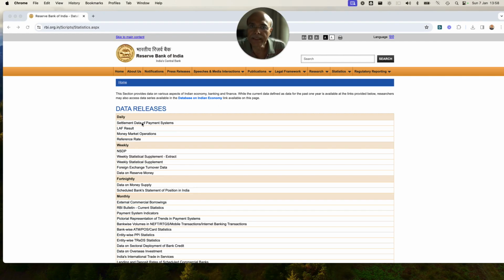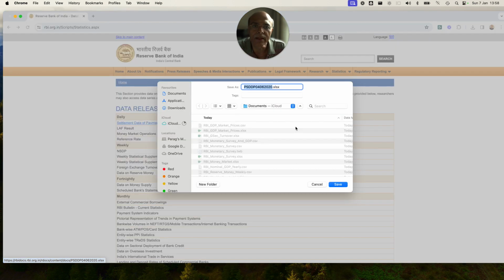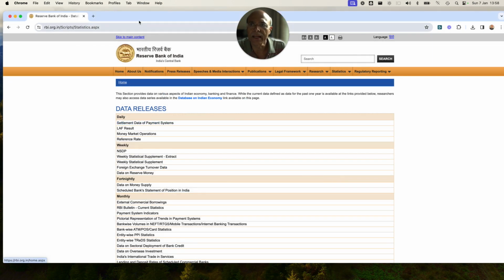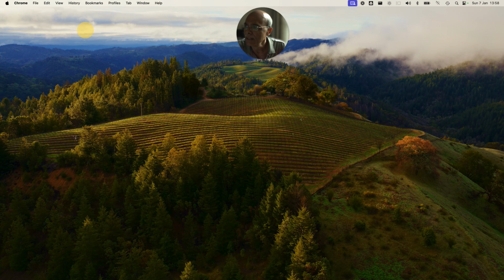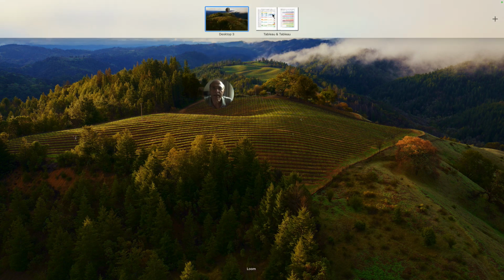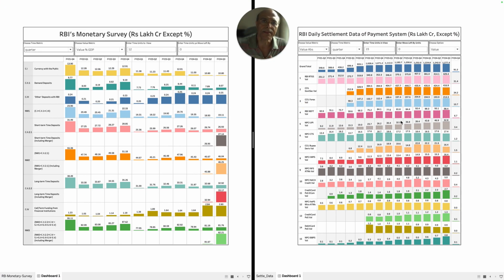So this is the settlement data. If you click here, you will be able to get the data. It will come out and you can download this data, right? This is on a daily basis. The RBI has settlement data. So what I have done is I have captured this data here in this sheet, right?